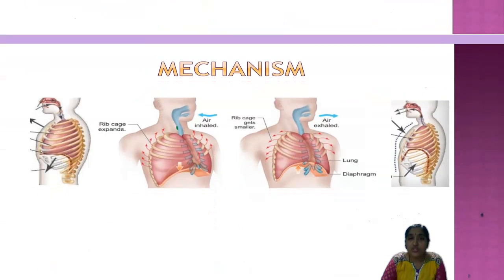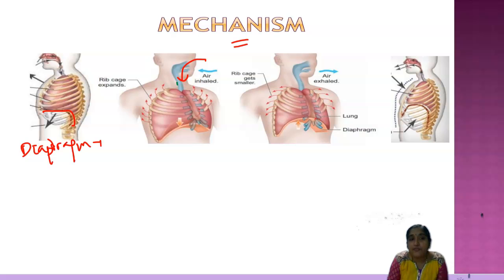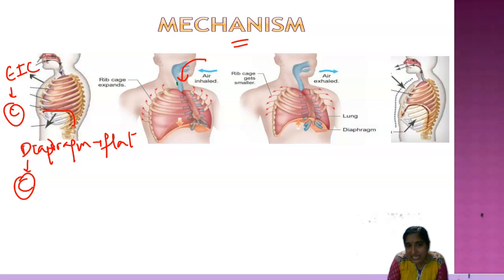So these are the basic muscles which help in your respiration, during inspiration and expiration. Let me sum up how this mechanism takes place. Now you see here, this is the mechanism. During inspiration, your air is entering inside. For this to happen, your diaphragm muscle becomes flattened and your external intercostal muscles contract. Both of them contract, and you see air is coming inside.